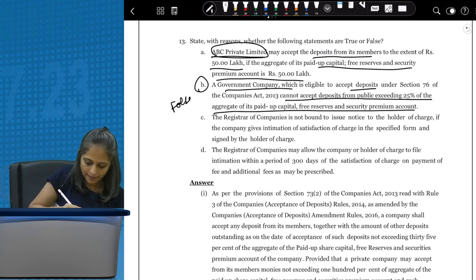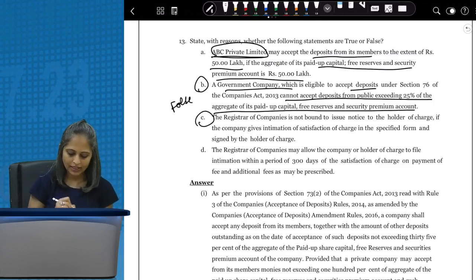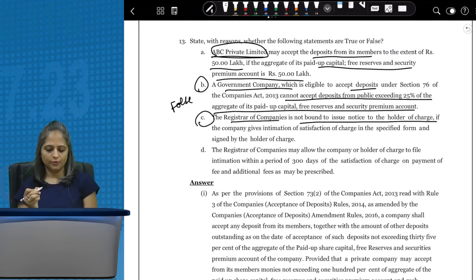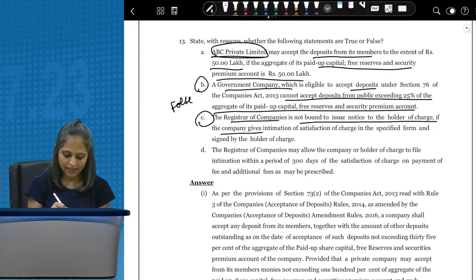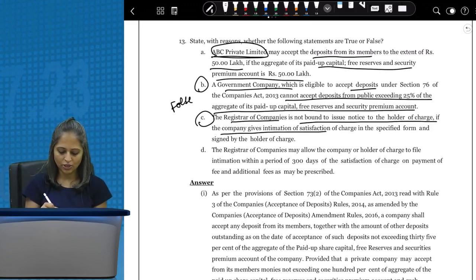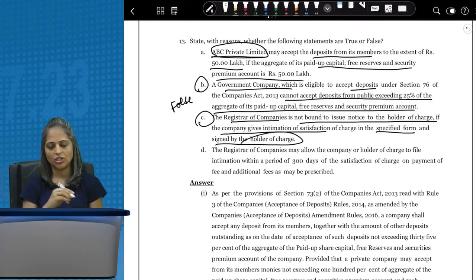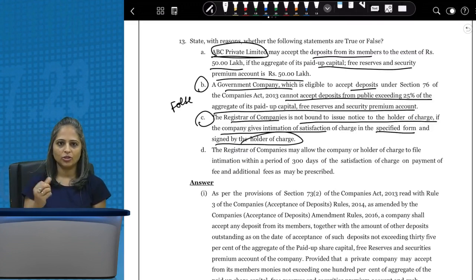Then point number C: the Registrar of Companies is not bound to issue notice to the holder of charge if the company gives intimation of satisfaction of charge in the specified form and signed by the holder of the charge. So here we are talking about the topic of charges. What does the topic of charges say?